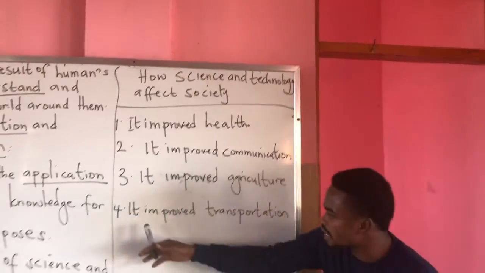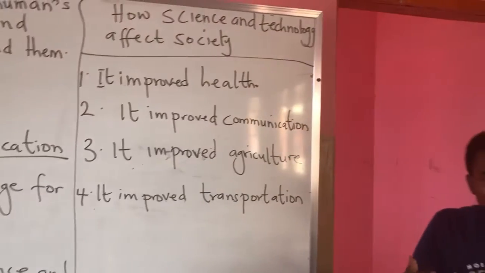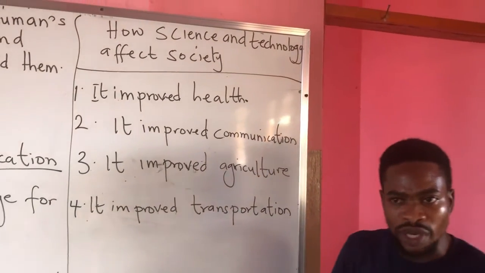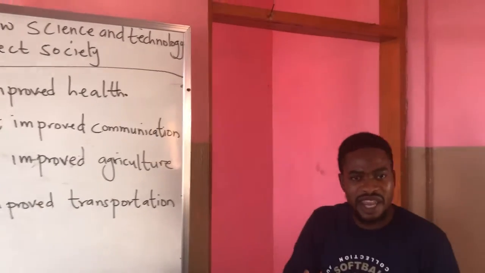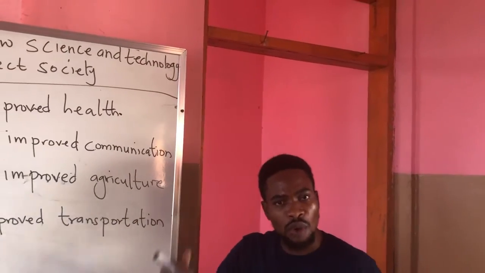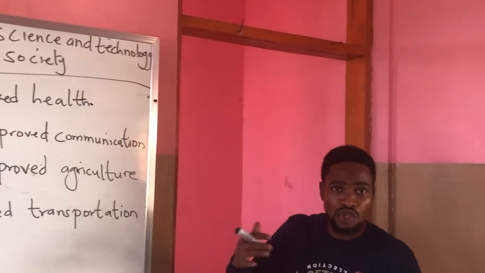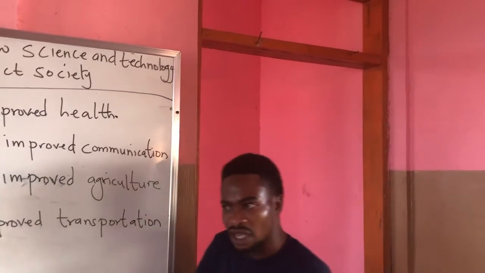And the last one is it improves transportation. Now, people cannot travel from one place to another without the use of car. Sometimes people travel by the sea. They use ships on the sea. They also use the airplane in the air. We also use cars, which convey us from one place to another.